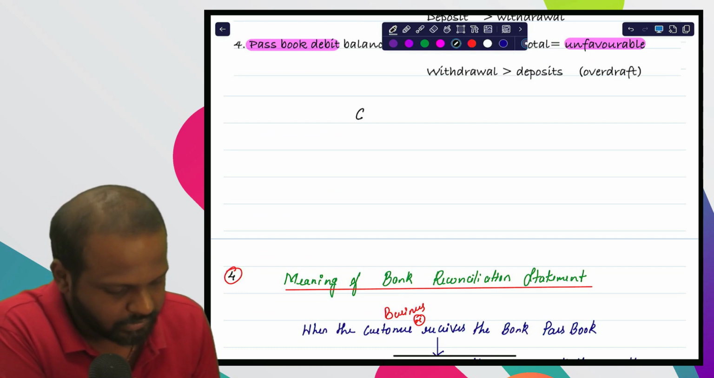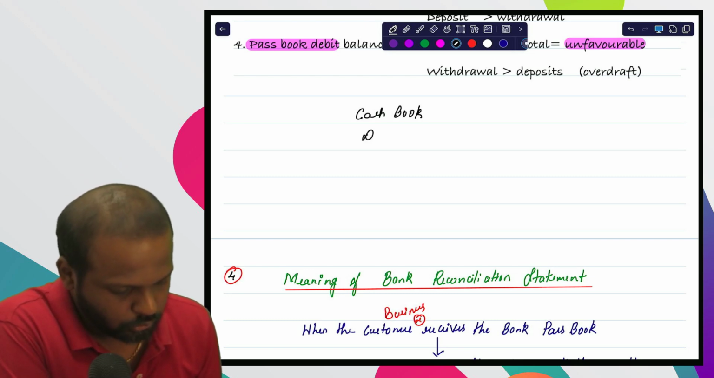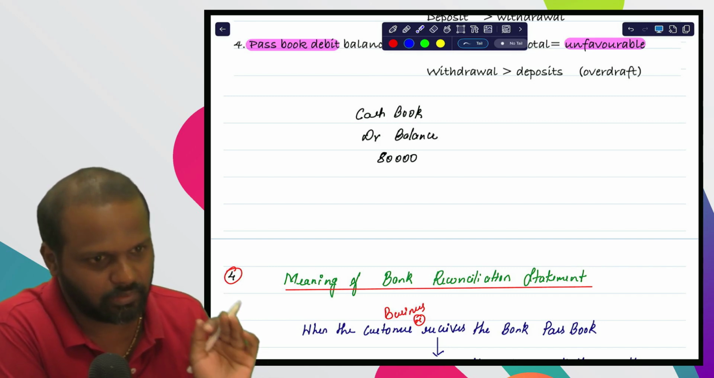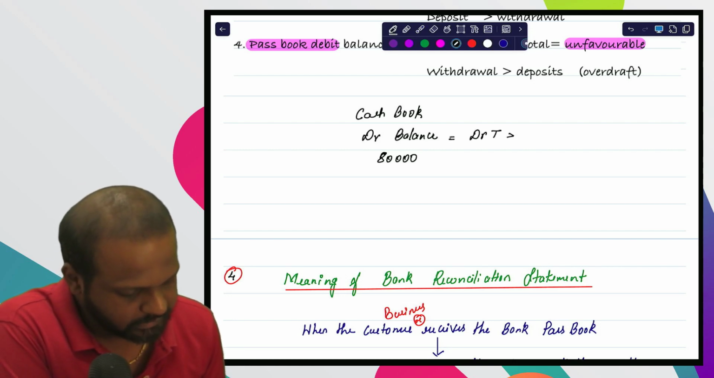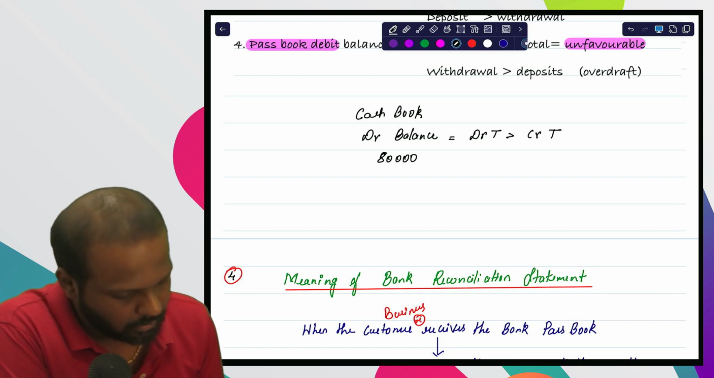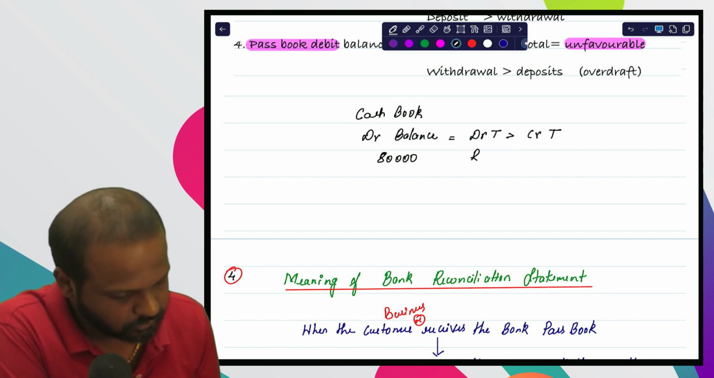See, listen. Let us suppose the question is given like this: cash book shows debit balance, rupees 80,000. We know that debit balance means debit total is greater than credit total. And in the cash book, on the debit side, we write receipts, and on the credit side, we write payments.